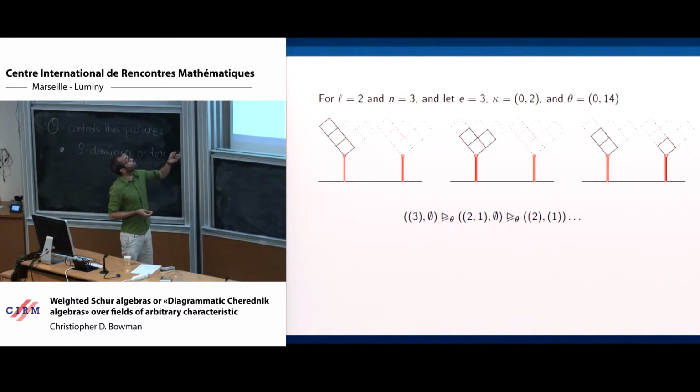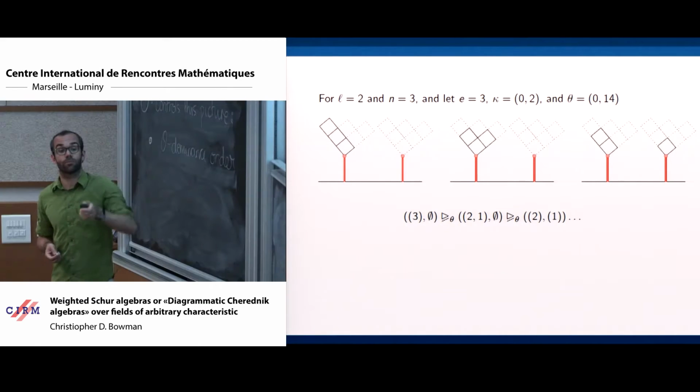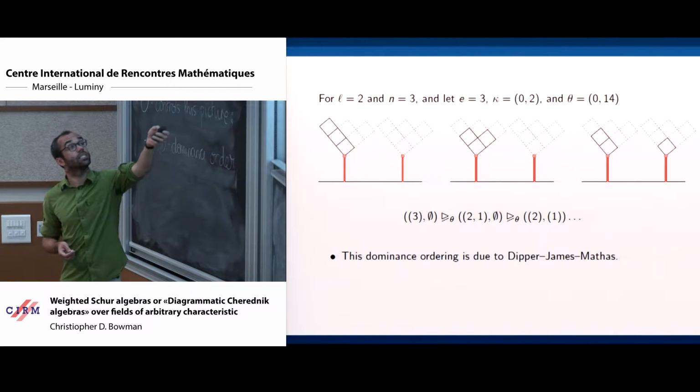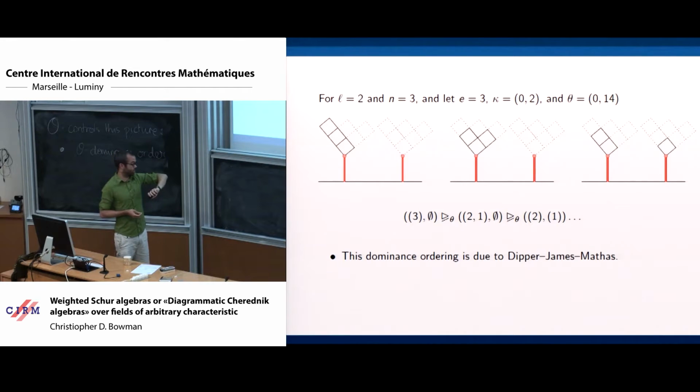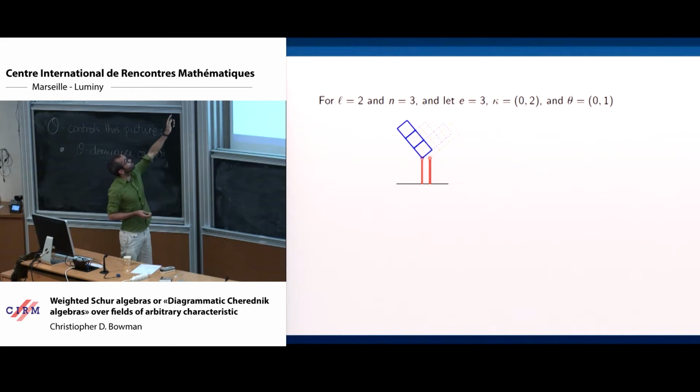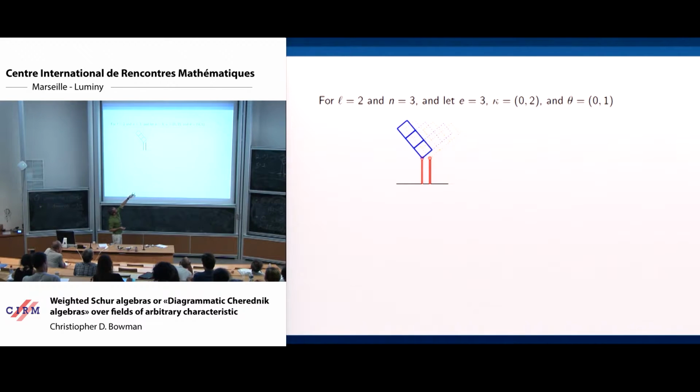So this is the well-separated weighting, remember? And this is the dominance ordering that Dipper, James, and Mathas use, and it's to do with cyclotomic q-Schur algebras. And these weightings are called well-separated. Now here, I'm doing the FLOTW ordering. So look, L is 2, and I've picked theta to be 0, 1, so that these boxes are very close together in the 2 different components.